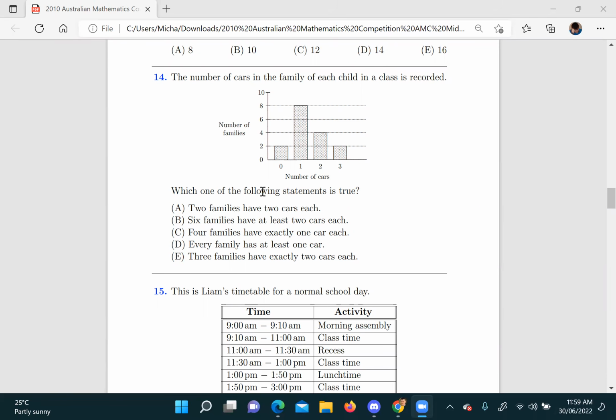Oh, yeah. The number of cars in the family of each child in a class is recorded. Wow. Oh, there's some families with 3 cars.